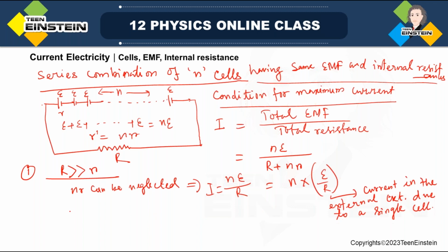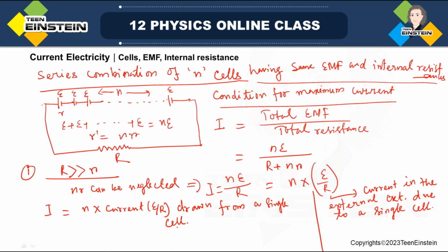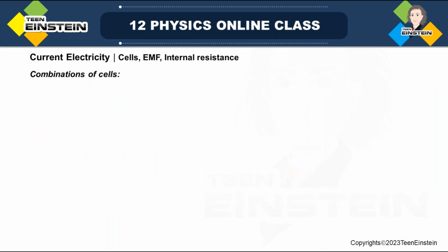So we can write here, in this condition, the current will be N into E by R drawn from a single cell. Okay, so this is the thing. So let me go to the next page.